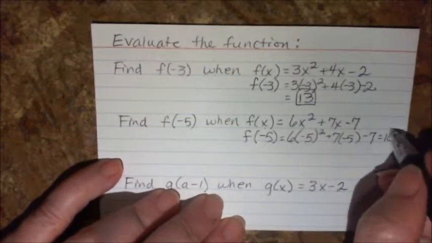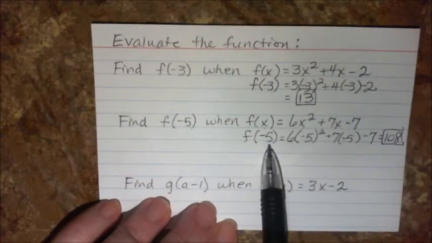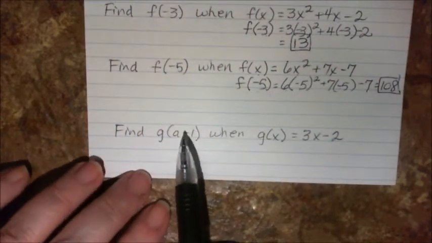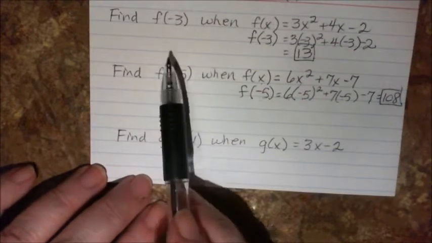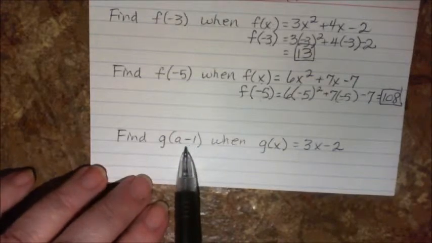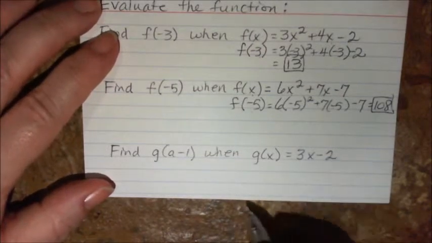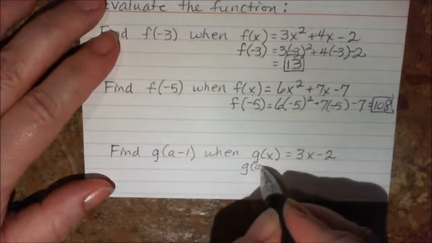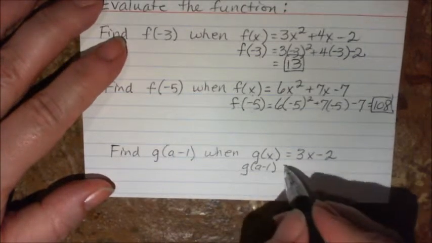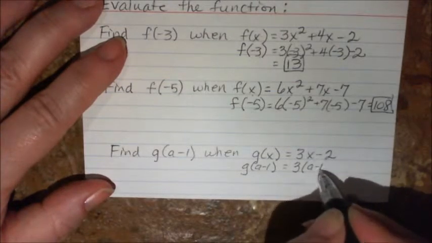Alright, so evaluate the function for given values of x. Now let's take a look at this one right here. This is the same routine, but instead of replacing x with given numbers, we're going to replace x with a different expression. So it says find g of a minus 1 when g of x is equal to this. So we're going to write underneath this g of a minus 1. What happened from here to here? We replaced x with a minus 1. So we replace all x's with a minus 1.